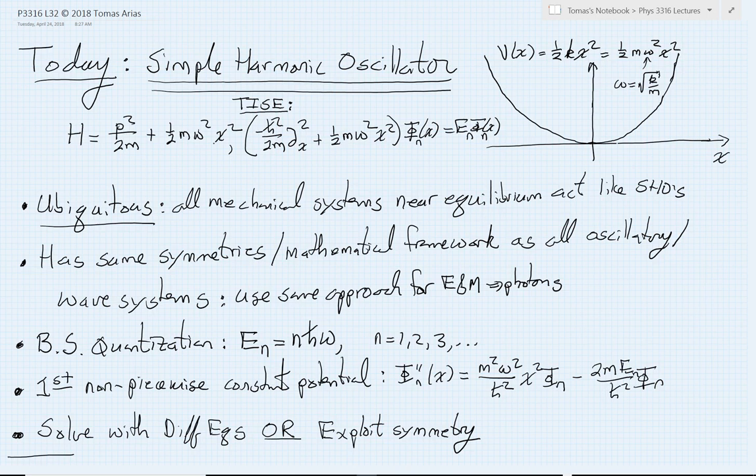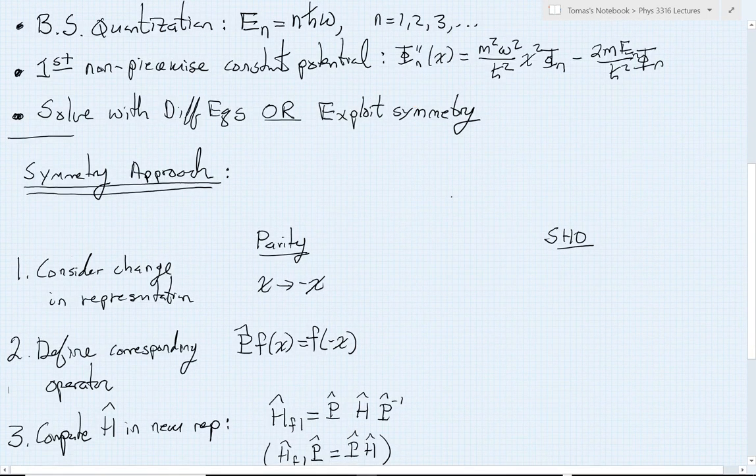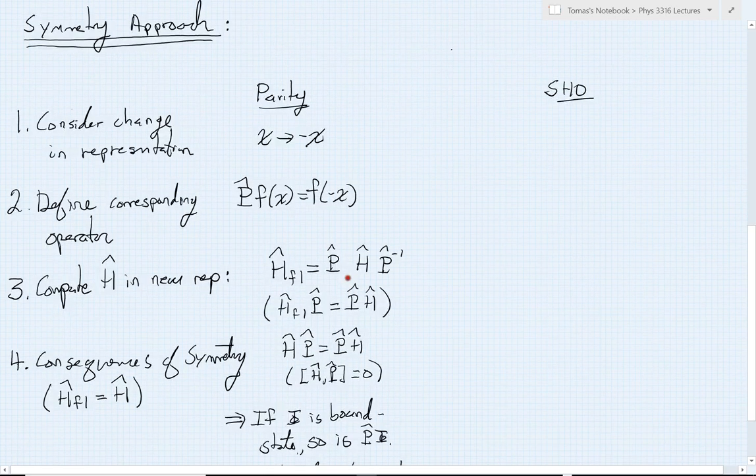To understand how to exploit this, it helps for us to review very quickly how we carried out the symmetry approach in the case of the parity operator, and then build up a parallel looking at the oscillator. Now, in terms of parity, we began by considering a change in representation. We wanted to find a different way of looking at our problem, but where the problem had to be the same even under that different viewpoint.